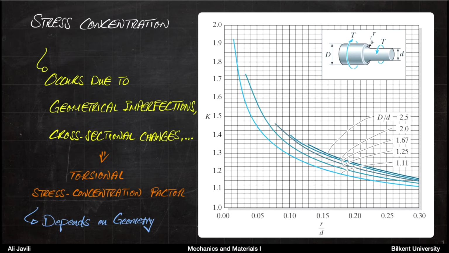Another thing is that if the ratio between capital D and small d is increasing, you would also observe an increase in the stress concentration factor. That also makes sense because in the limit, you can imagine if D over d is 1, you would have no stress concentration because this would be a uniform shaft. Okay, so now that we have this graph, we want to know how to design a shaft using this.